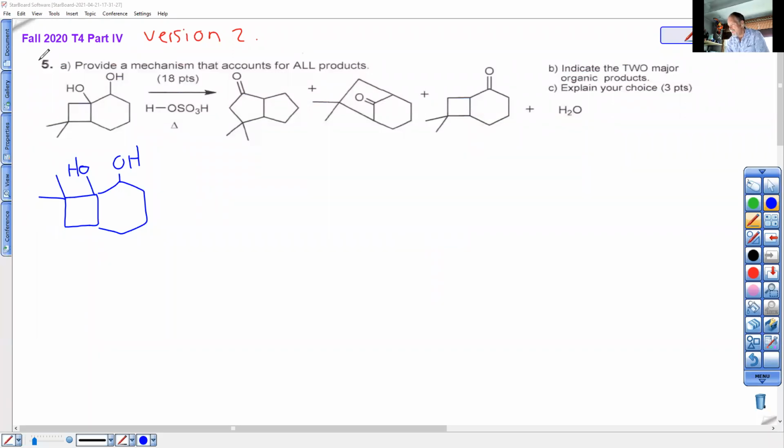Welcome back, everybody. We're going to now do part 4, version 2, fall 2020, question 5. As discussed in our previous video, this is also a Pinacol rearrangement. The giveaway is vicinal diol with sulfuric acid and heat. I copied the molecule because some of the products are going to come from the loss of this OH and some of the products from this one. We'll do the right side OH here and the left side OH here and see where that leads us.